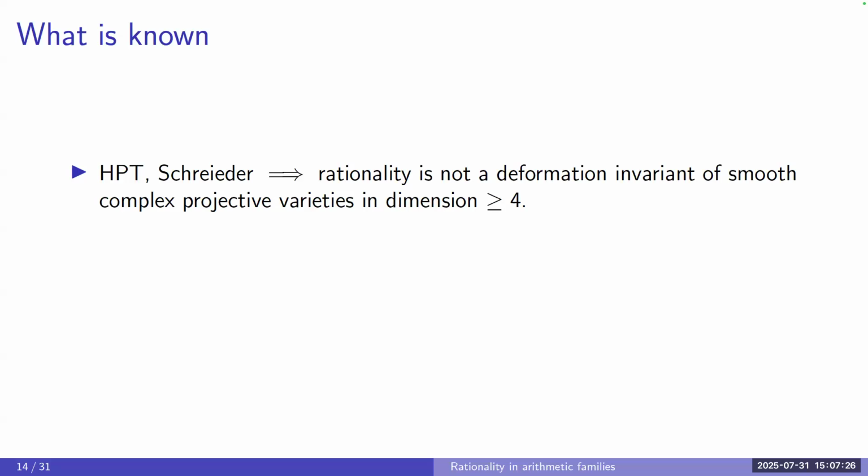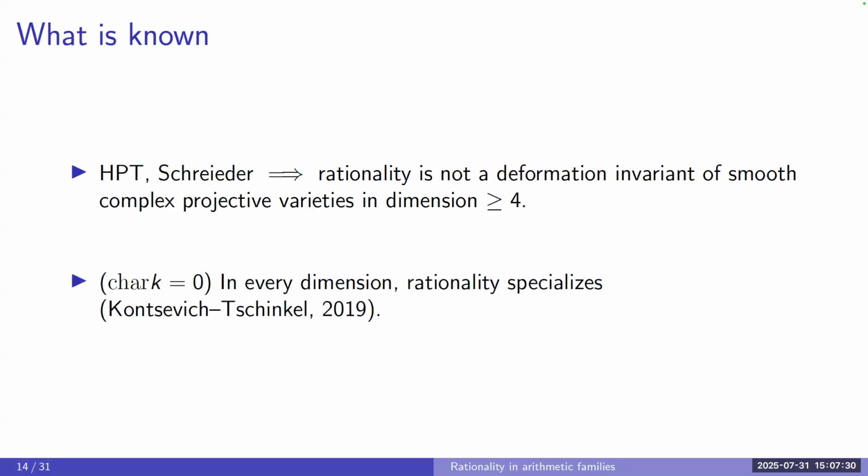And then the last result I want to mention is in the opposite direction. For any field of characteristic 0, Kontsevich and Tschinkel have shown that in every dimension, rationality specializes. So if the generic fiber is rational, then all of the special fibers are rational.